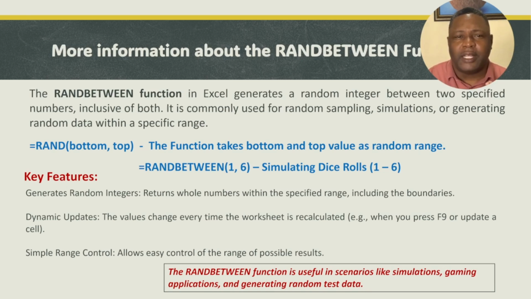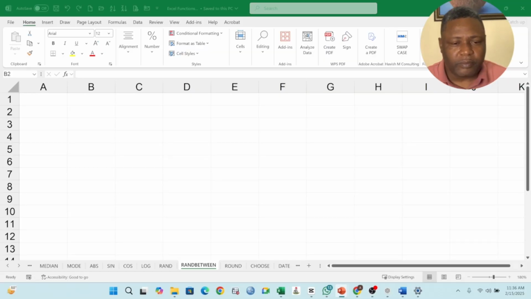And you saw in the RAND function, if you had watched that video, you remember that we had to multiply by a particular number we want to use to determine the change of the range. But in RANDBETWEEN, you don't need to do that. With RANDBETWEEN, you can specify what your range will look like. So let's go into the Excel sheet and see how this is done.